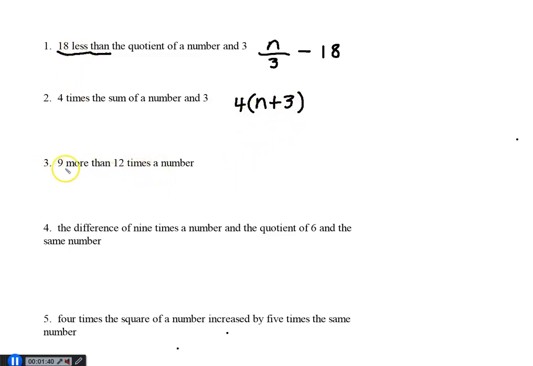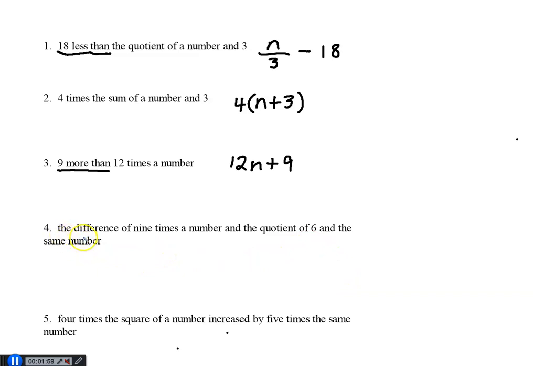Here's what I was talking about earlier, 9 more than, again, just like you did less than. Let's do 12 times a number. That's 12n, and then 9 more than that would be adding 9 to that product.